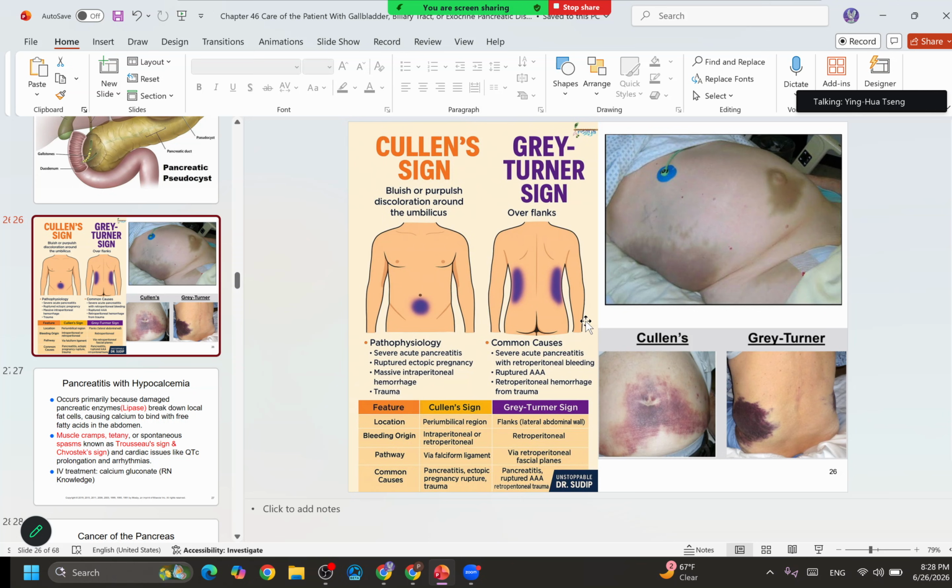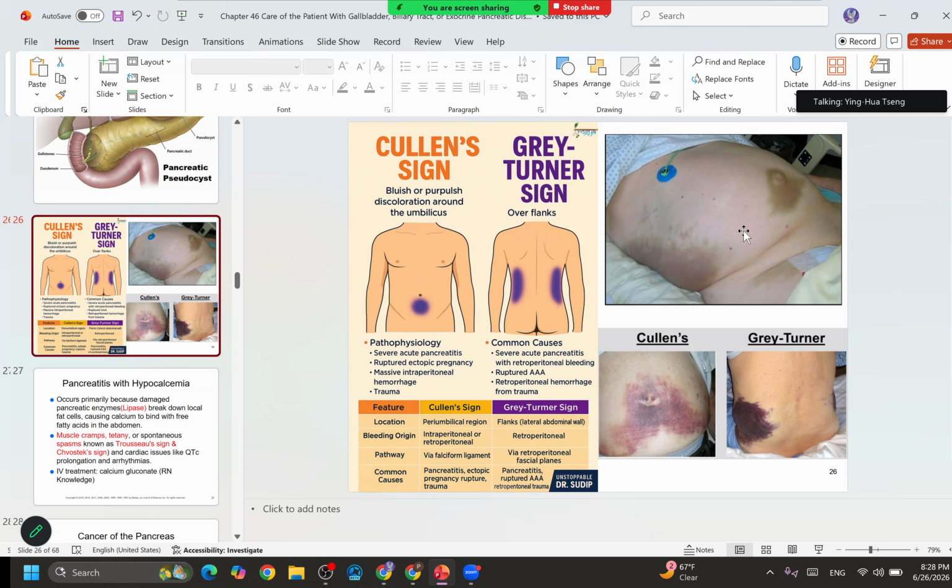That means the enzyme, the protease, is destroying the inside of the organ, and the organ is bleeding. So that's why we have a bleeding spot. Cullen's sign is the bleeding sign in the middle, around your umbilicus, and Grey Turner's sign is on both flanks. You need to remember this. When you open the patient's clothes and gown, you can see the bleeding sign like this.